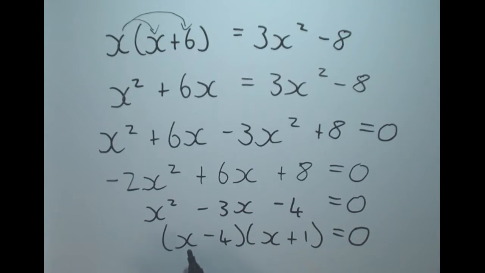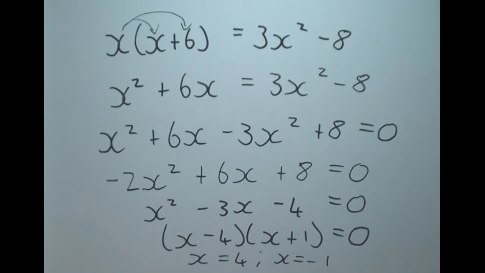So either x minus 4 is 0 or x plus 1 is 0, and this is how we get our solutions. If x minus 4 is 0, that means x is 4. Or if this bracket is 0, we'd have x is minus 1 to make this whole bracket 0 and therefore the whole thing 0. So x is 4 or x is minus 1, and those are my solutions. We have x is equal to 4 or x is equal to minus 1.